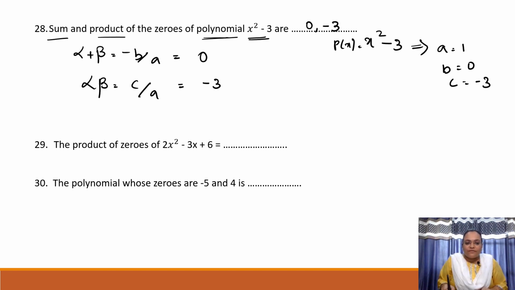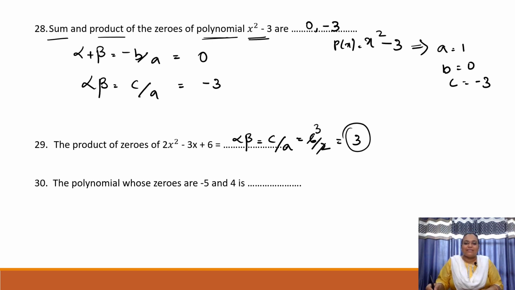The product of zeros of 2x square minus 3x plus c. What is the product of zeros? That is alpha beta is equal to c by a. What is c? 6 by 2 which is 3. 2 ones are 2, 2 threes are 6, which is 3. Okay, the product of zeros is 3.